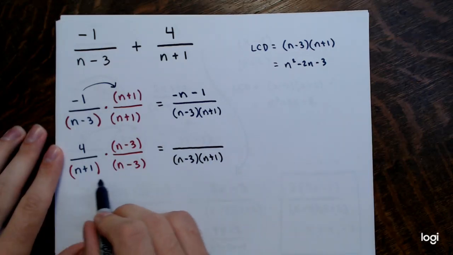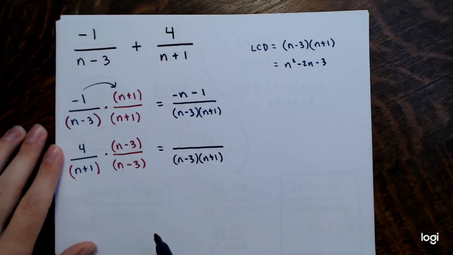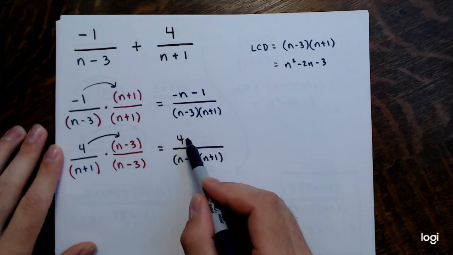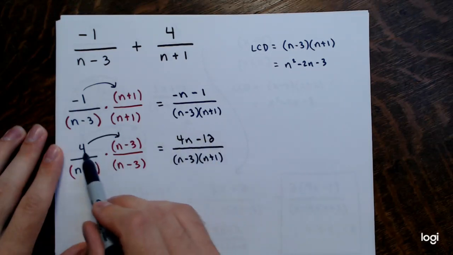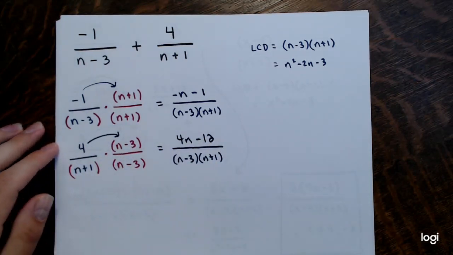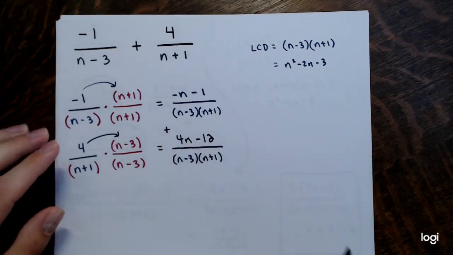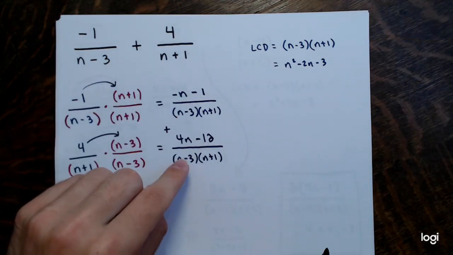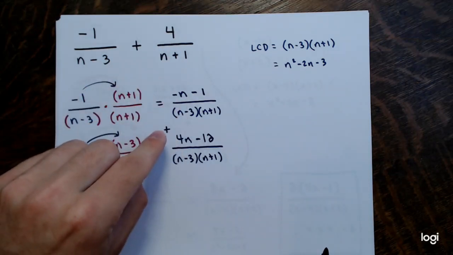Again, it doesn't really matter what order you multiply things in real numbers. And then distributing the 4 up here, we have 4n minus 12, right? 4 times n minus 4 times 3. Alright, now we're going to be adding these, right? This fraction is now this fraction is now this fraction, and we're adding them. I put a little plus sign here.